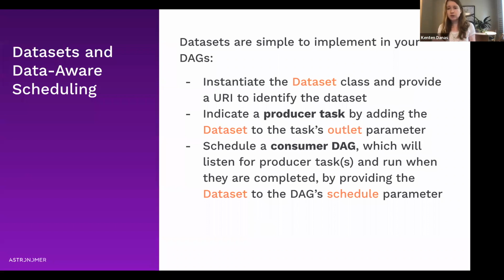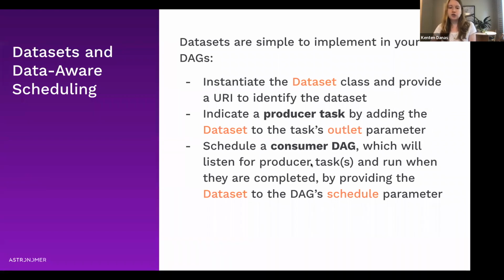So with datasets, there's this new terminology where we refer to a task that updates the dataset as a producer task. You as the DAG author are responsible for telling Airflow what the producer tasks are. So you do this by defining an outlet parameter.